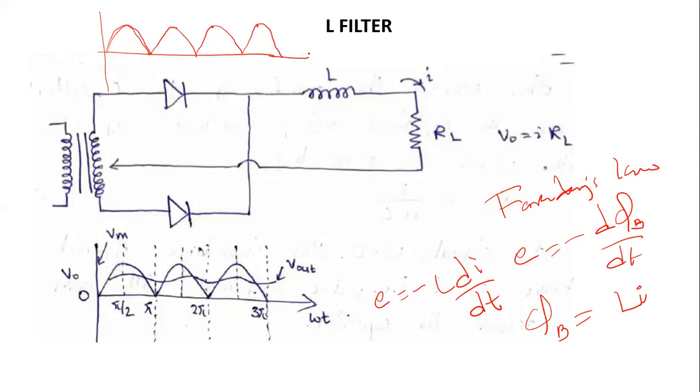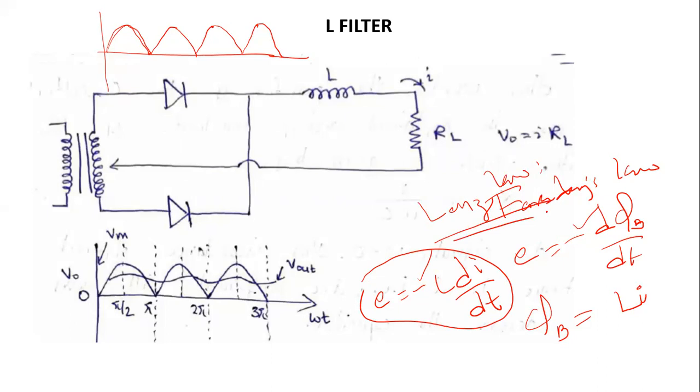So now if you connect an inductor in series like this, you will see that the induced EMF is the negative of the rate of change of magnetic flux. The negative sign is according to Lenz's law. What Lenz's law tells us is that the induced EMF always opposes the cause.